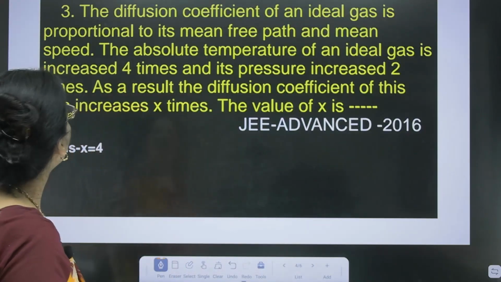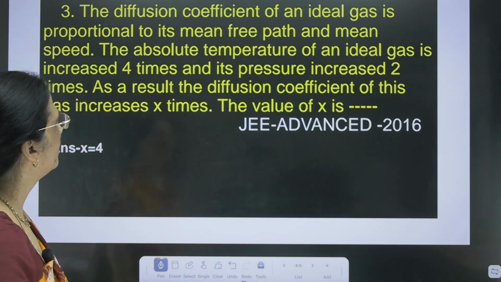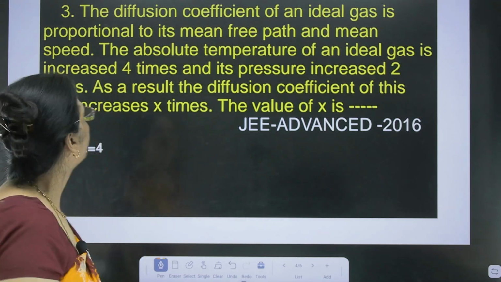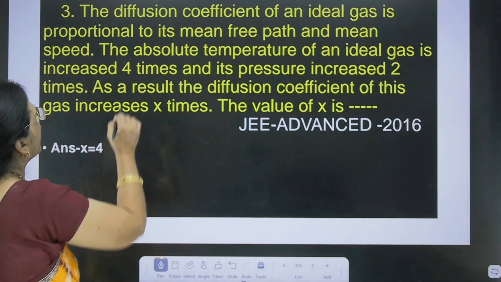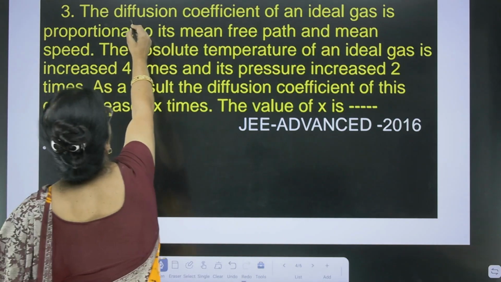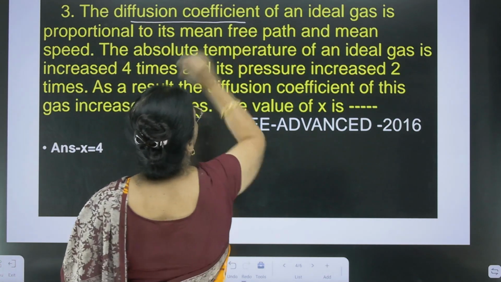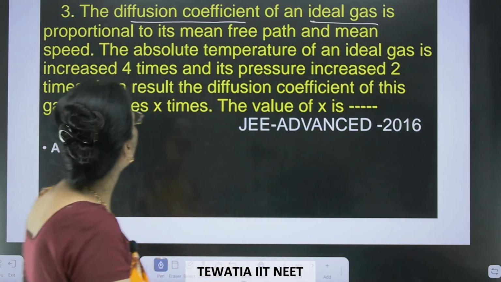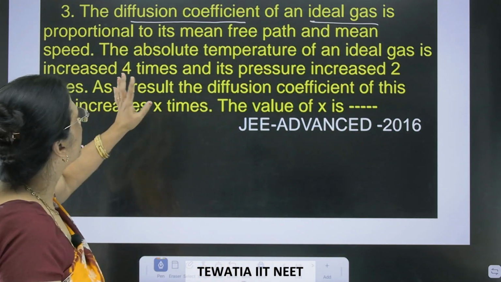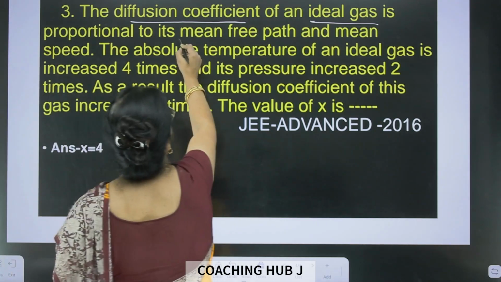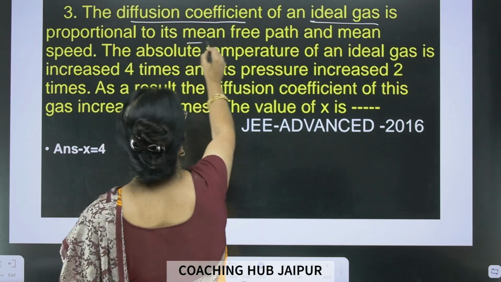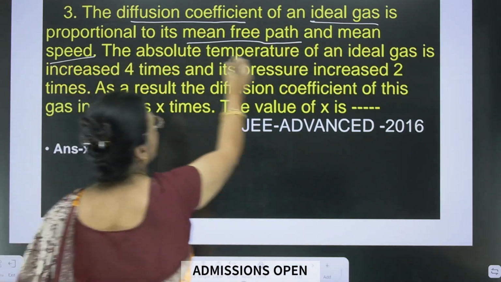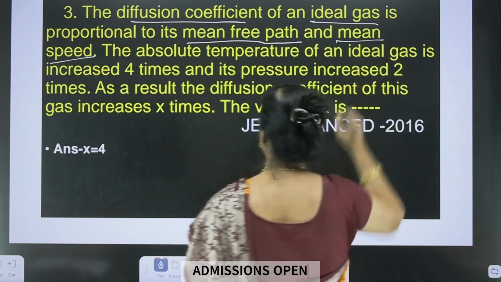Now let us see question number 3. It has come in JEE Advanced 2016. Now the question is about the diffusion coefficient. In an ideal gas, the diffusion coefficient is proportional to its mean free path and mean speed. Two factors are given: mean free path and mean speed.